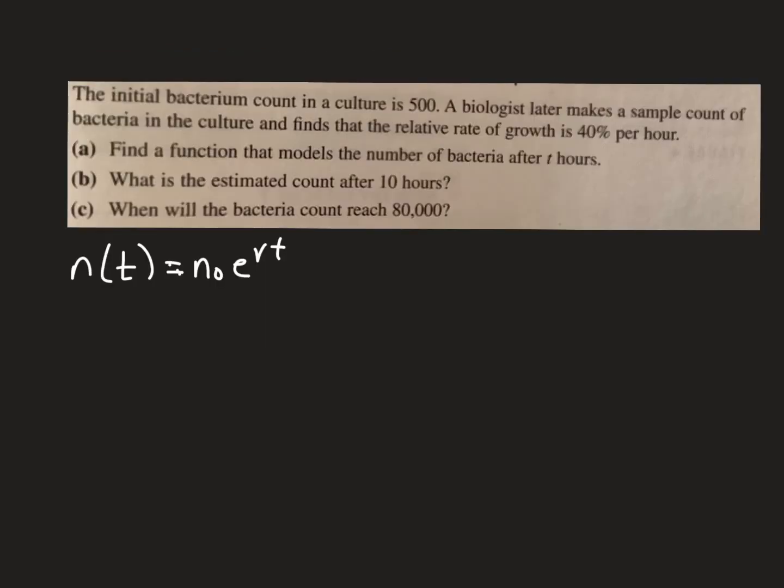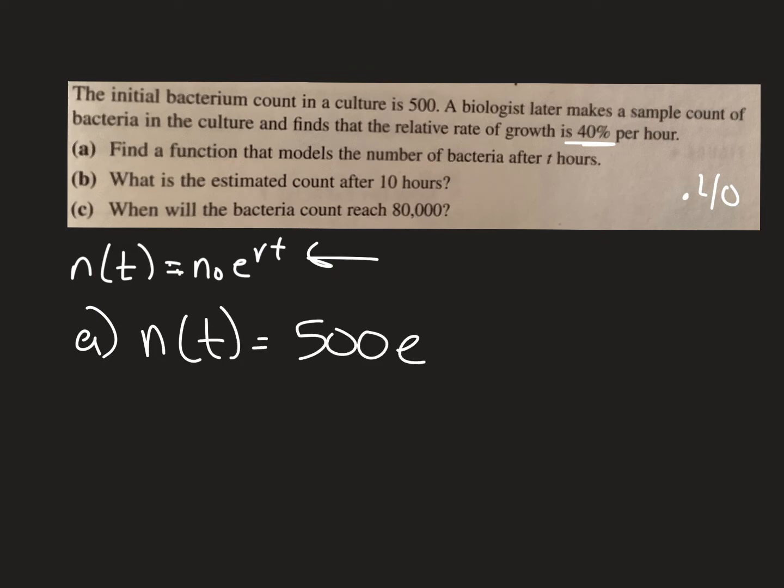It says the initial bacterium count in a culture is 500, and a biologist later makes a sample count of the bacteria in a culture and finds that the rate of growth is 40% per hour, which in our case is going to be 0.4. Part A. Find a function that models the number of bacteria after T hours. So I'm just going to use the formula they gave us on the last slide. The initial count was 500. That was the initial population. E, the rate is 0.4. Time, I don't know. That's the model.